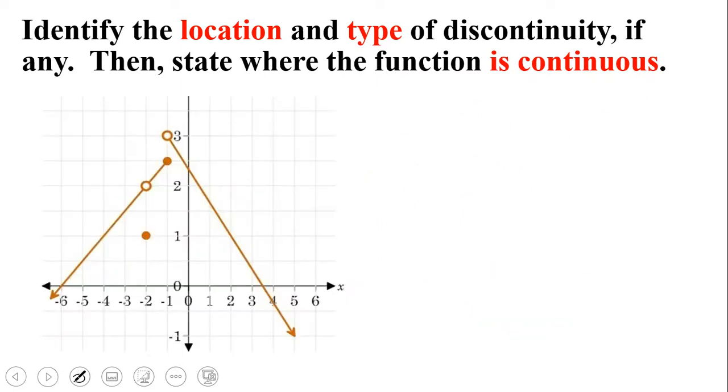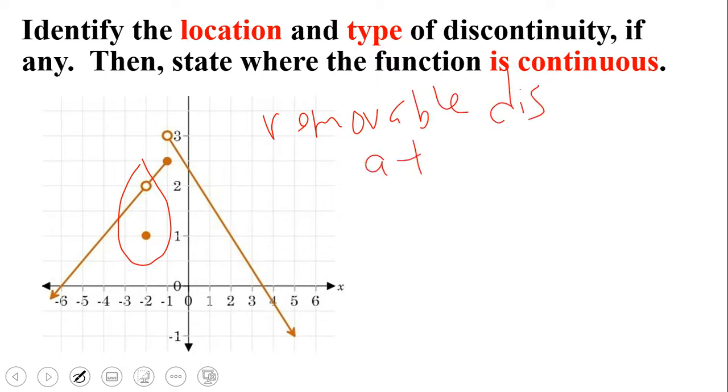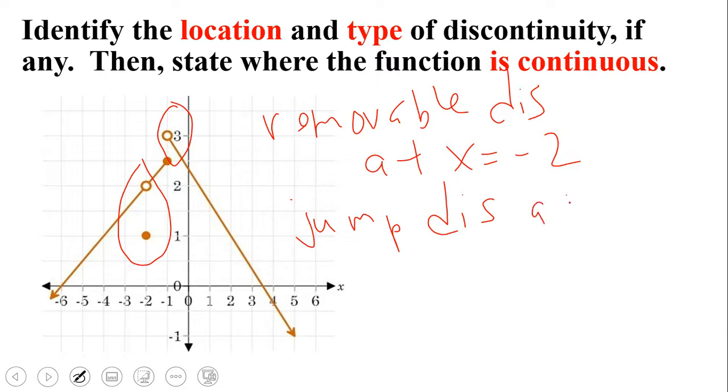Feel free to do that if you're into it. One last one here. Is it possible that you could have more than one type of discontinuity? Absolutely. So take a look here. Because there is a hole in the graph at -2, I would say that there was a removable discontinuity at x equals -2. That's the hole. Then notice here, there's a break where I'd have to jump from one piece to the other. So there is a jump discontinuity at x equals -1.